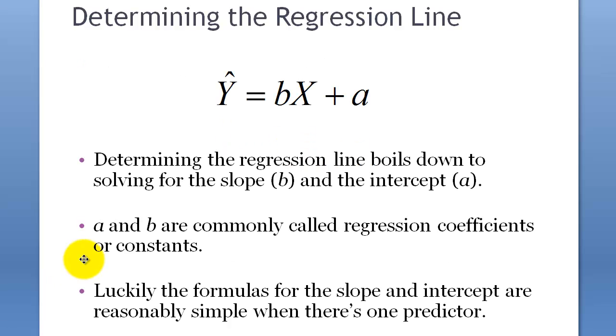So determining the regression line boils down to solving the slope b and the intercept a. And a and b are commonly called regression coefficients or constants. Luckily, the formulas for the slope and intercept are reasonably simple, and there's one predictor.